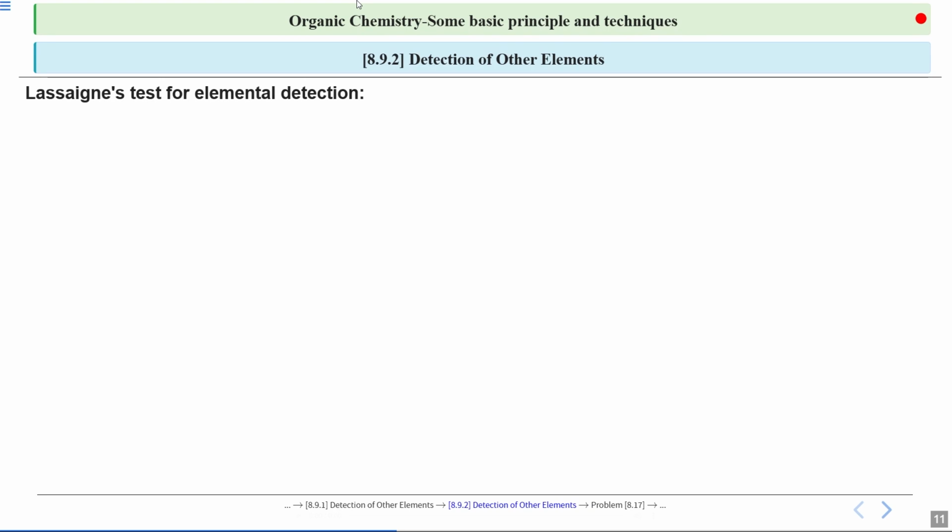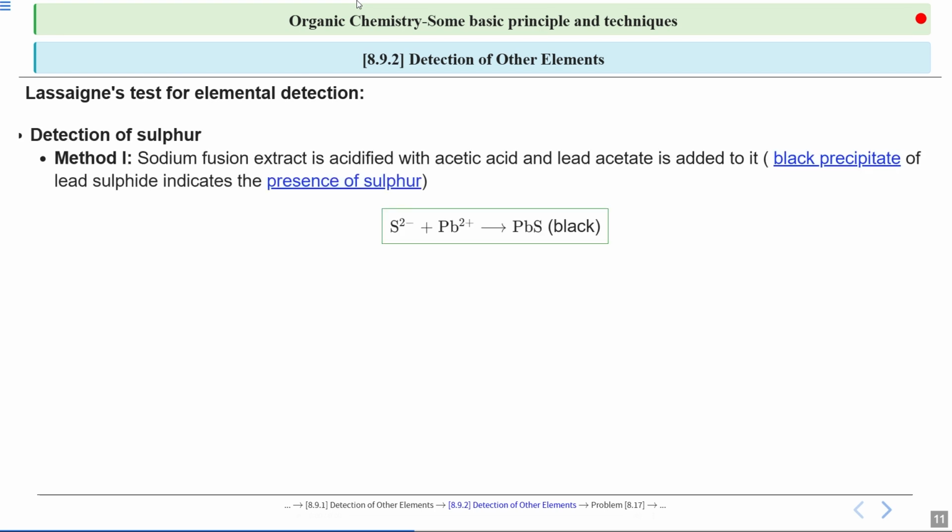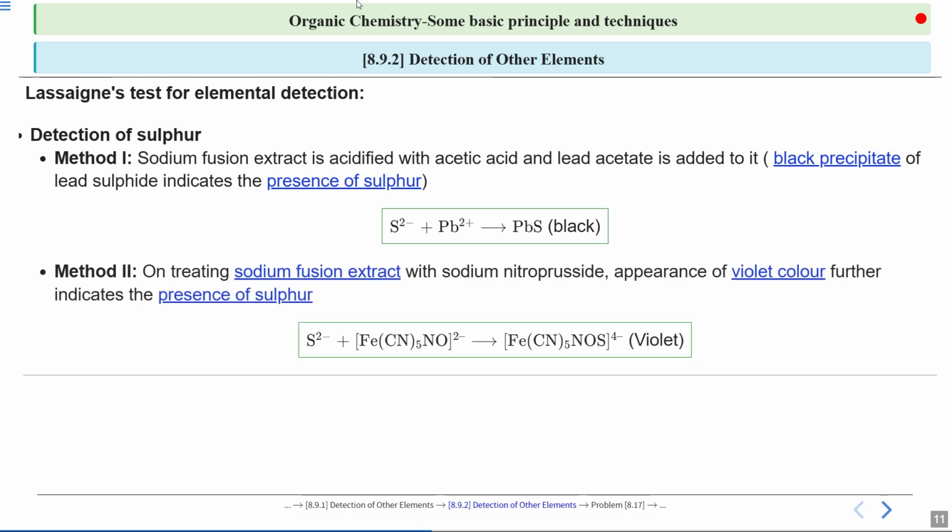Now we are going to study this test, which is a method used to detect other elements like sulfur in an organic compound. To do this, we treat the sodium fusion extract with acetic acid and lead acetate. So it is added to it, and if a black precipitate of lead sulfide forms, then it indicates that sulfur is present in the given sodium fusion extract.